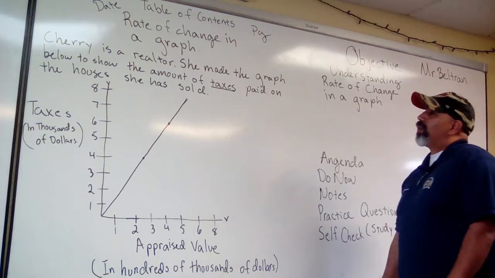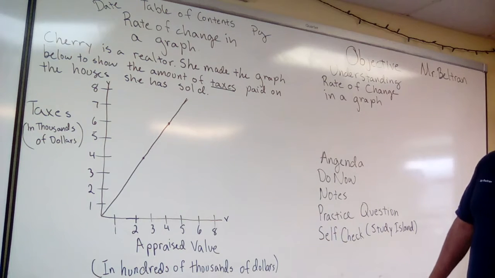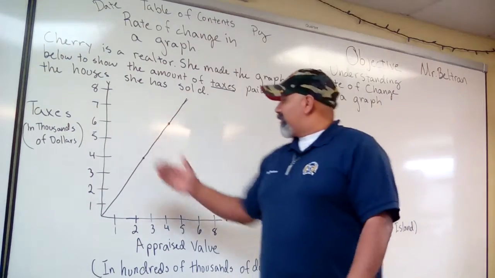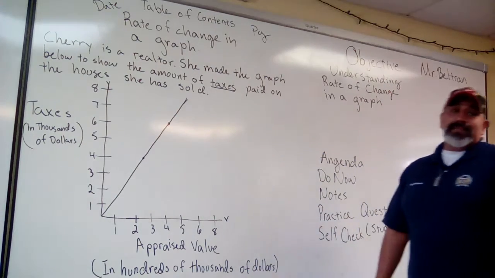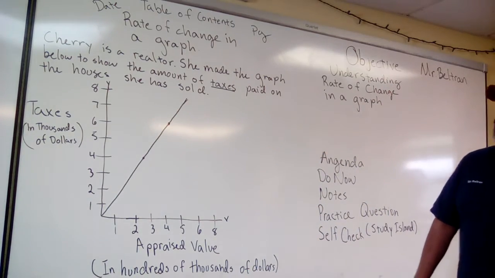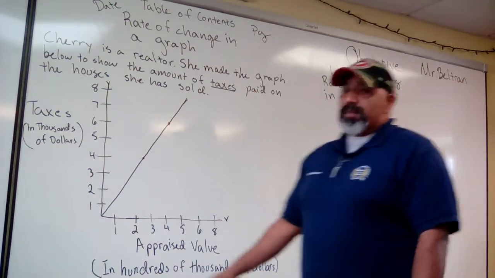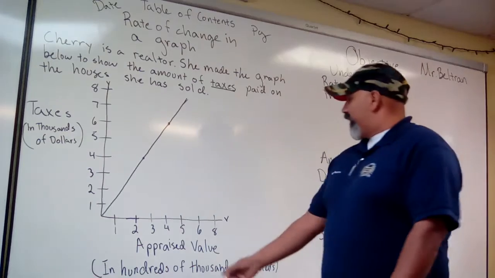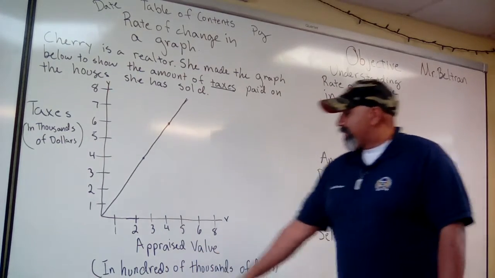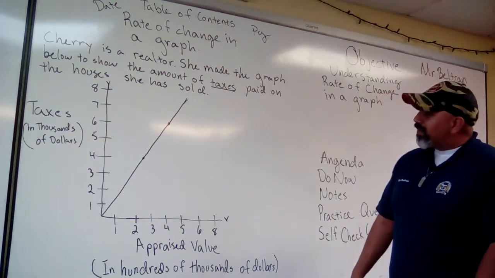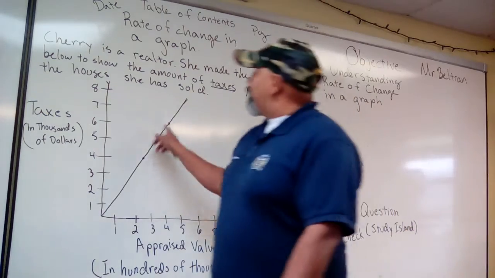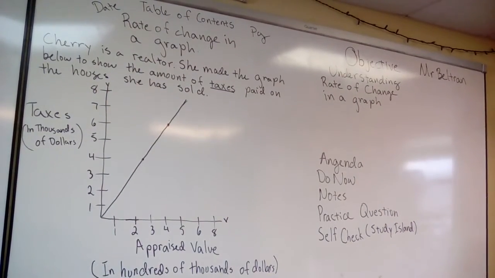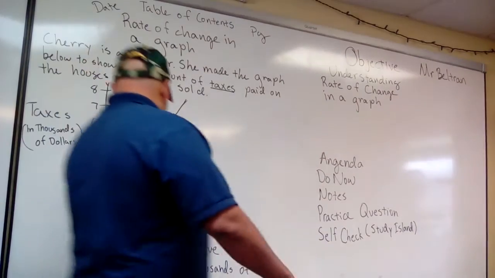Sherry's realtor, she made the graph below to show the amount of taxes paid on the houses she has sold. We're looking at our y-axis, our x-axis. We're taking some things and noticing them. What are we noticing? We have to notice what's in the label here on our taxes. It says in thousands of dollars. Over here, our appraised value says in hundreds of thousands of dollars. And we have to look at our points that we have in our graph.